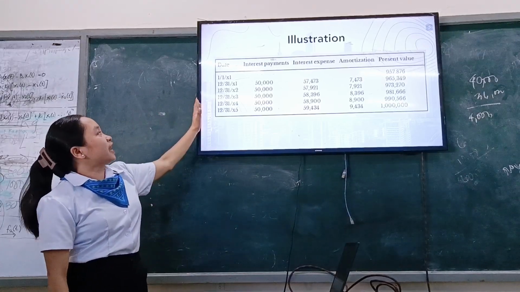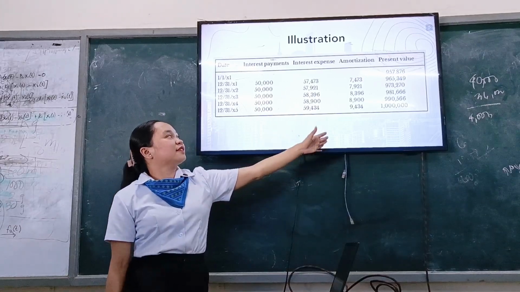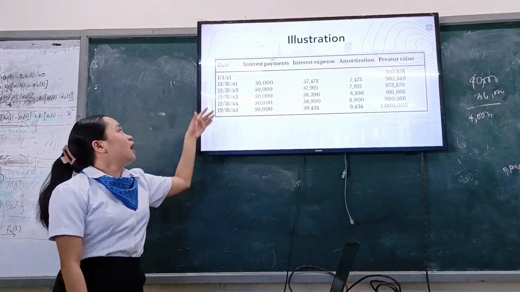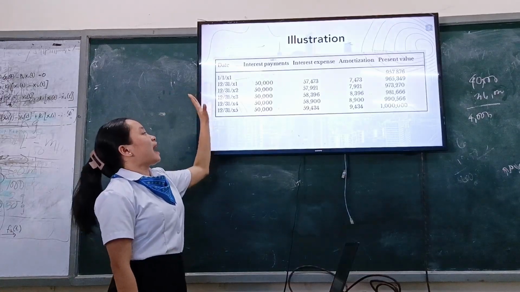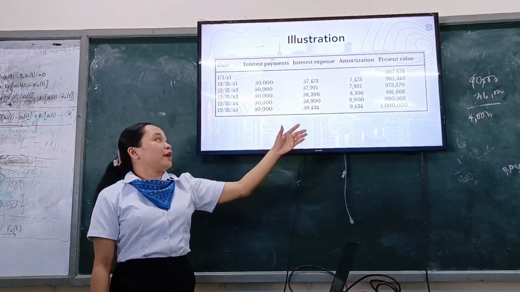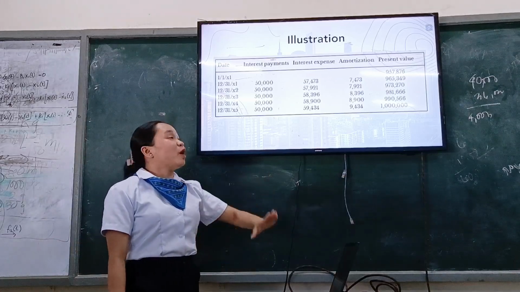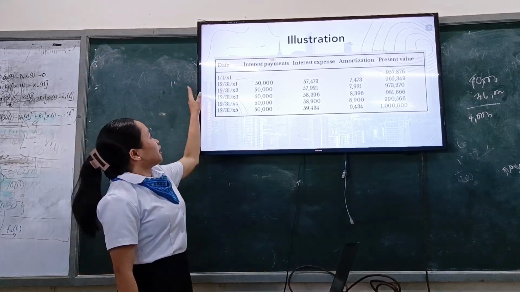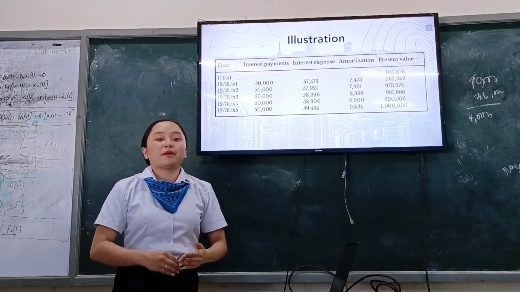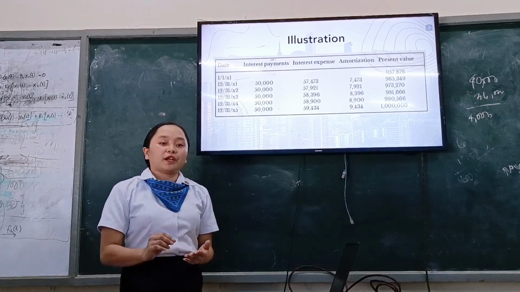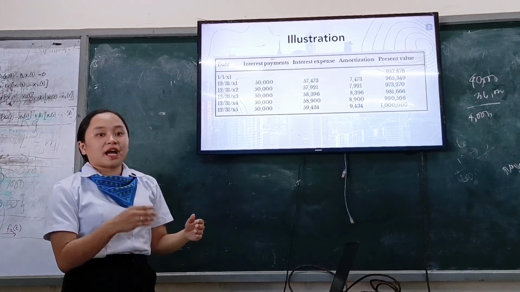So we can see here the date, the interest payments, the interest expense, the amortization, and the present value. During January 1, 20X1, the present value is equal to the carrying amount of the bonds payable. So on December 31, 20X1, mag-start na tayo pag-determine sa amortization of that year.